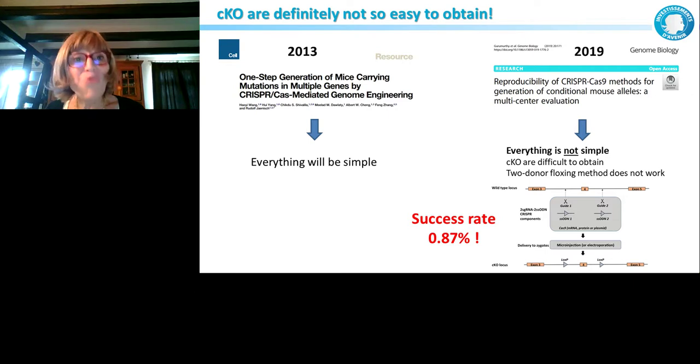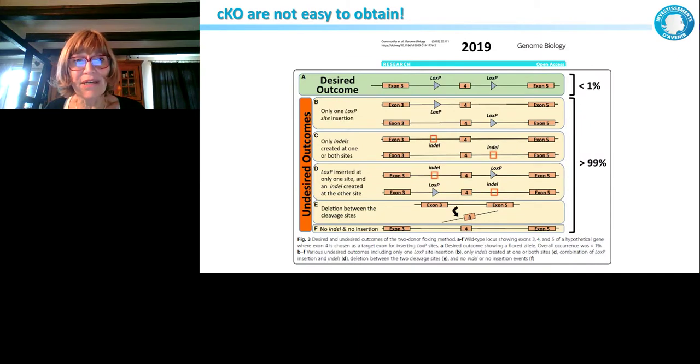That's really bad. And why is it so bad? That's certainly the reason why I didn't want to begin trying to get conditional knockouts using this method, here with 2 single-stranded oligonucleotides. And that's again the case: the desired outcome is less than 1%, as I said.